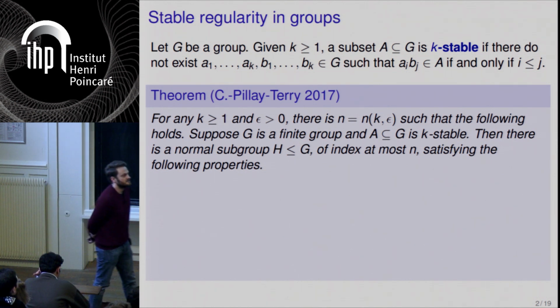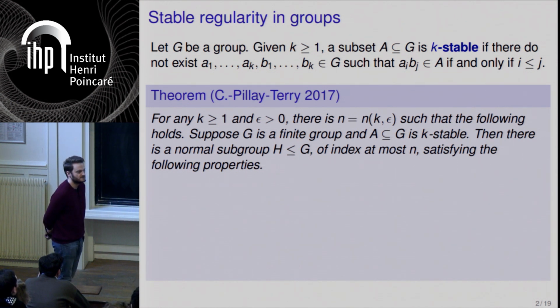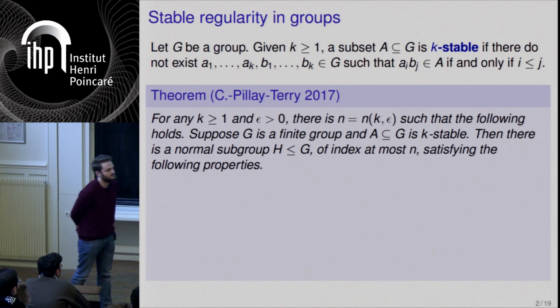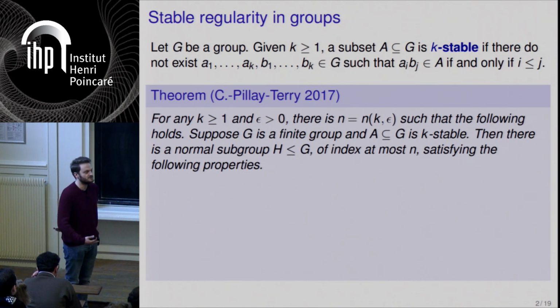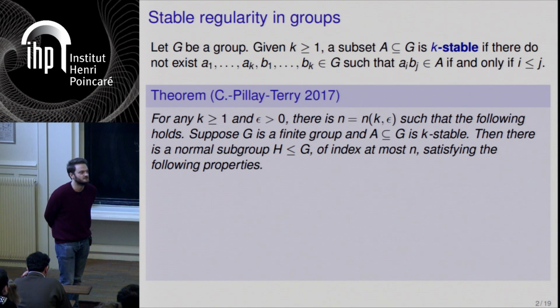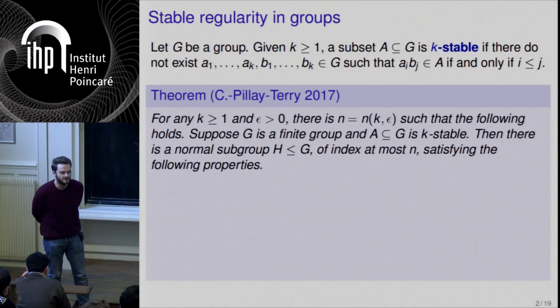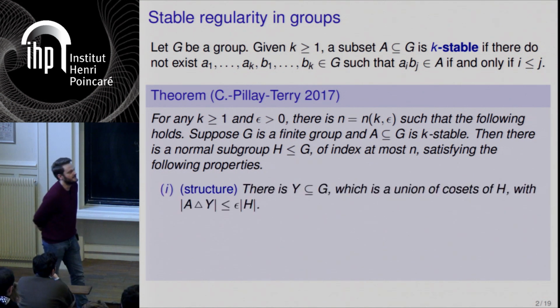So the theorem says, for any k greater than or equal to 1 and epsilon greater than 0, I find this number n depending only on k and epsilon, so that if I take a finite group G and a subset A, which is k stable, then I find this normal subgroup H, like in the last talk, whose index is bounded by this number n, and it satisfies the following properties. In fact, the first property I'm going to jump right into is the structural corollary that Caroline had in the last talk.